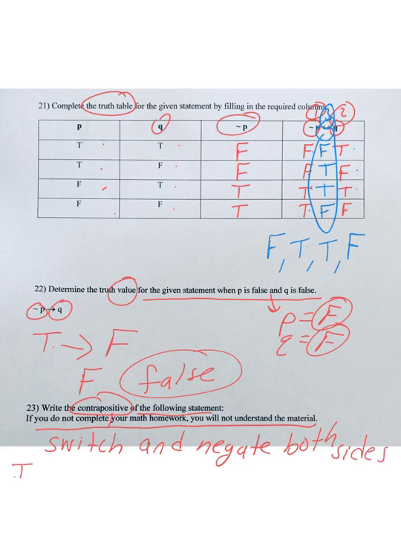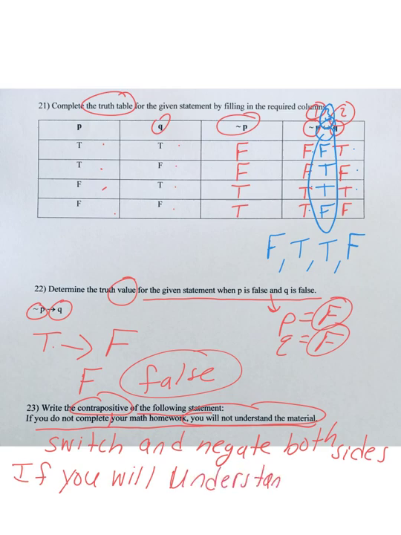You're still going to leave if at the beginning of the sentence, but if you look at the end of the sentence, you're going to bring that to the front and you're going to negate it. So instead of you will not understand the material, if you will understand the material. When you negate the not, it becomes you will. So the opposite of you will not understand is you will understand.